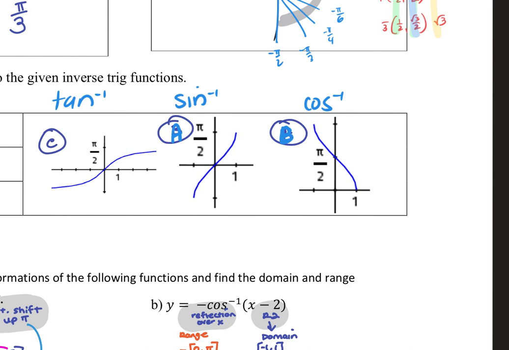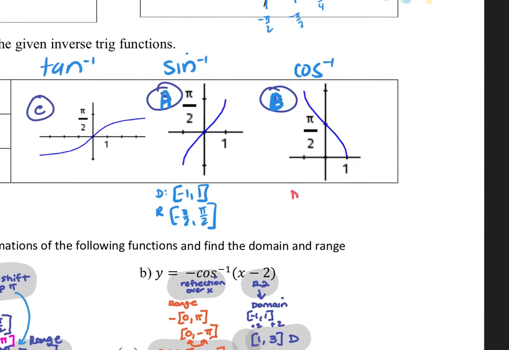So then if I'm doing domain and range here, let's start with sine. Domain is your x values. So you're going from -1 to +1, which is consistent with the range on the parent function. Then the range is from -π/2 to +π/2, which again is consistent with the domain on the parent function of sine.